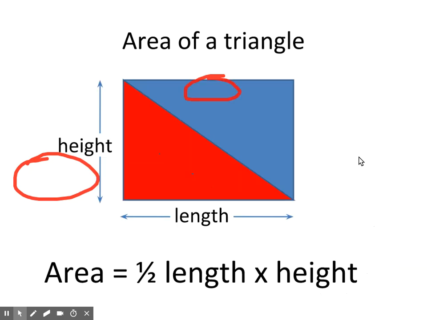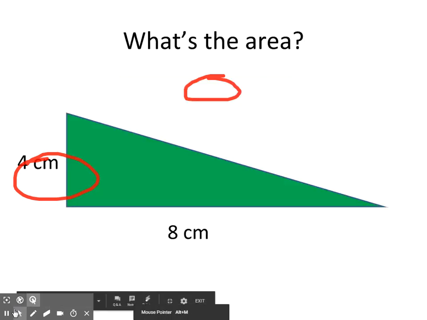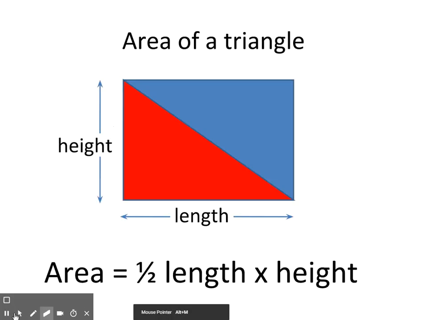So based on that understanding, the area of a triangle is found by taking the height measurement and multiplying it by the length measurement, pretending that it's a regular rectangle or square or a parallelogram, and then finding half of that.